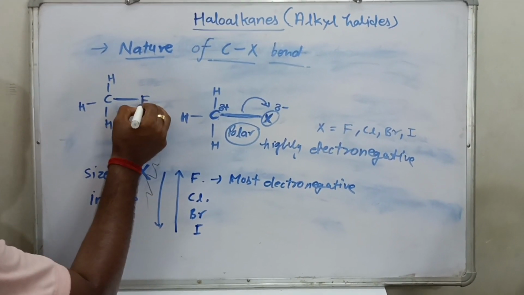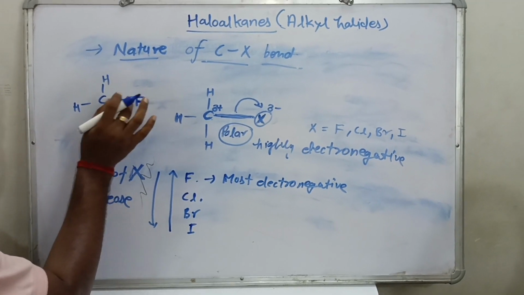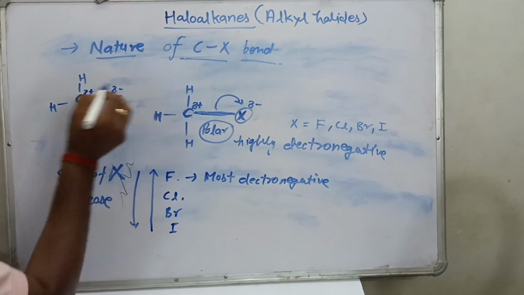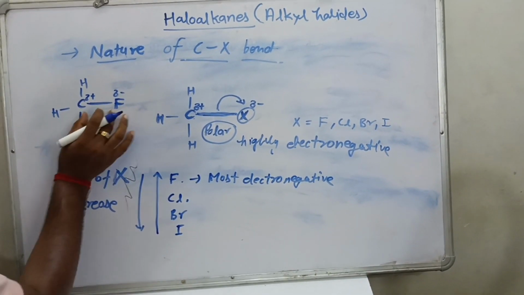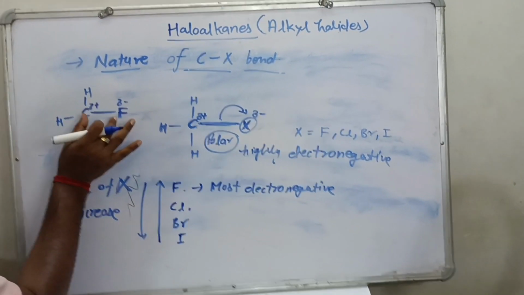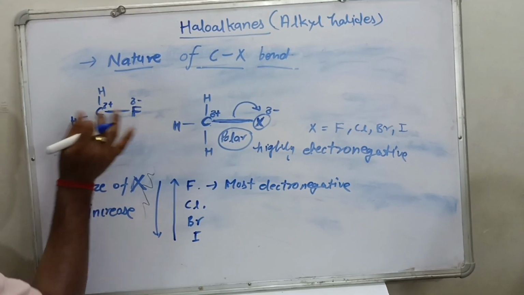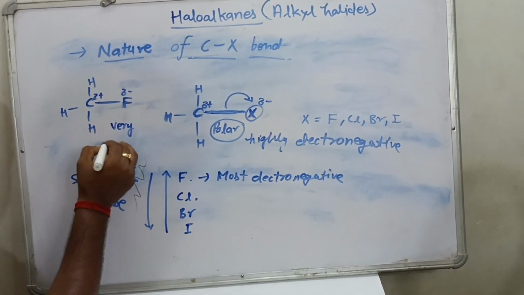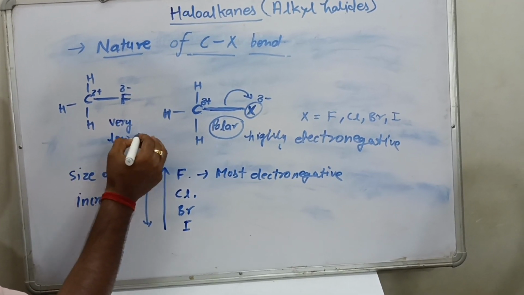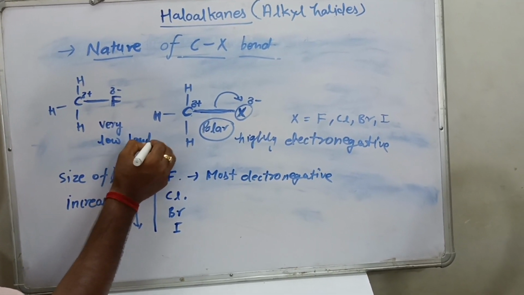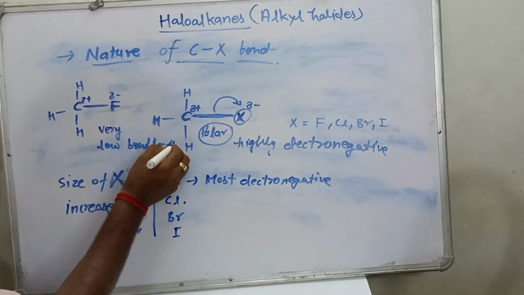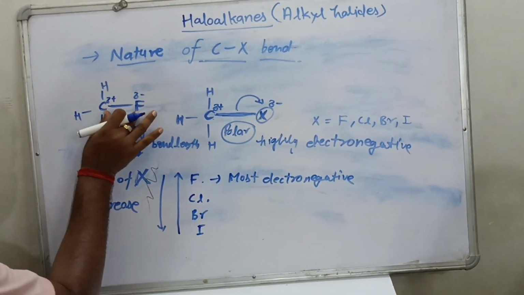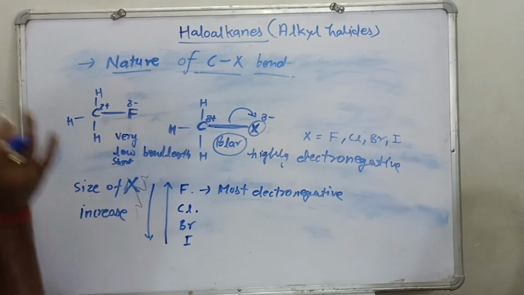length will be very short, because fluorine will withdraw electrons very strongly, and the attraction force between carbon, delta positive, and fluorine, delta negative, will be high due to its high electronegativity. These two atoms will be very close to each other, leading to a shorter or low bond length for fluorine. That is, a shorter bond length means the atoms will be very close to each other.